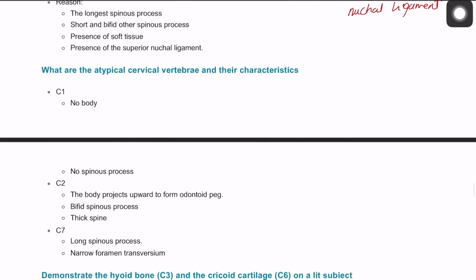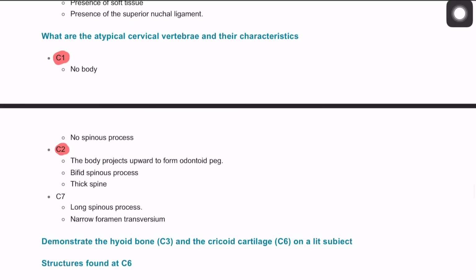A typical cervical vertebra: we mentioned two of them, actually three of them, C1 and C2. C1 has no body and no spinous process. C2, the body projects upward to form the odontoid peg, and also has a bifid process and thick spine. And C7 has a long spinous process and narrow transverse foramen.